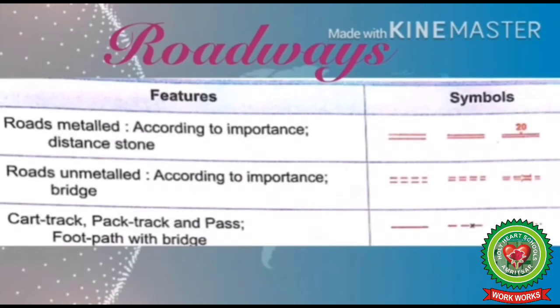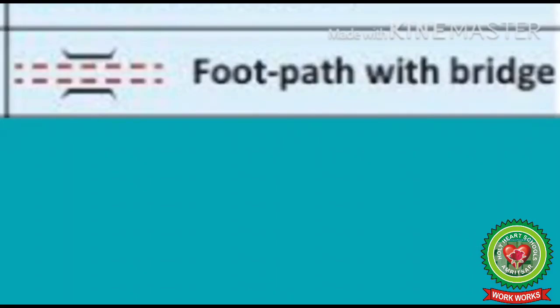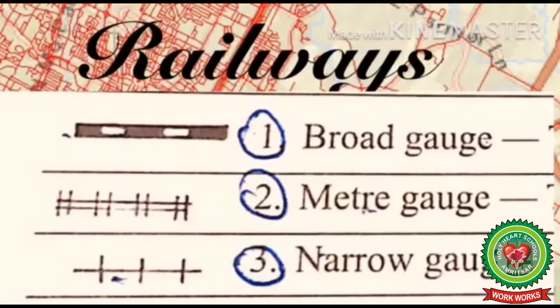Next is footpath with bridge. It is a temporary path made by men to cross a region, shown by a single line of dots in red with a bridge between. Students, this is a symbol of footpath with bridge.